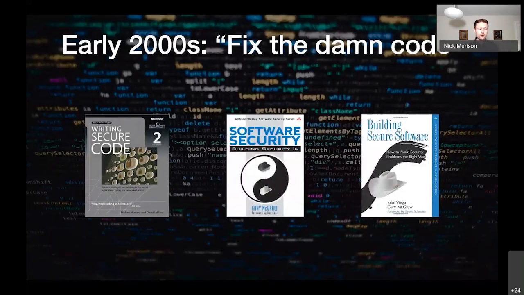So firewalls didn't fix all the problems for us. So we needed to start looking at fixing the actual software. And so there were a few people around about the early 2000s that came out with some good material on this. So Mike Howard from Microsoft wrote Writing Secure Code. Gary McGraw from Digital wrote Software Security: Building Security In. And John Viega from Secure Software wrote Building Secure Software. And these all have a lot of really great information in them. A lot of it's still relevant today, in fact.